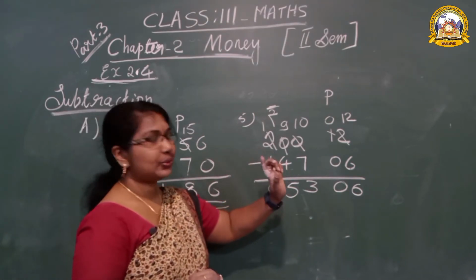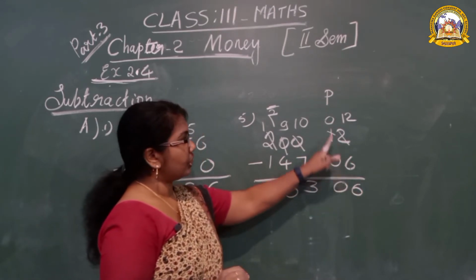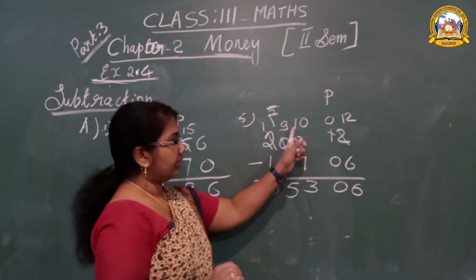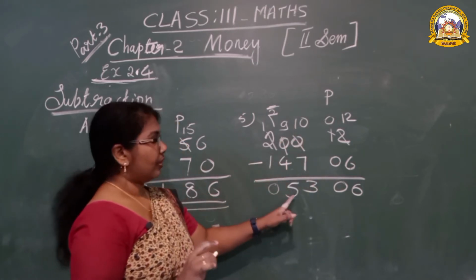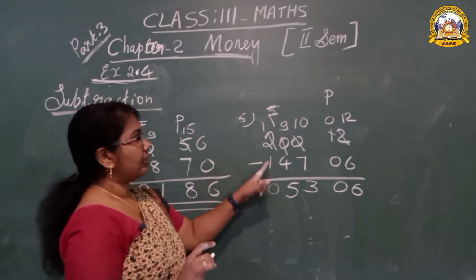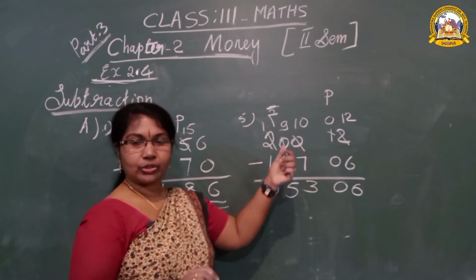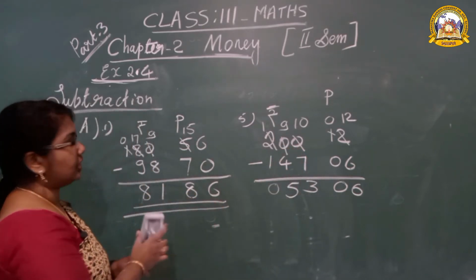Then what do you have to do? Check it. 6 plus 6, 12. Carry 1. 1 plus 0, 1. 7 plus 3, 10. Carry 1. 5 plus 1, 6. 6 plus 4, 10. Carry 1. 1 plus 1, 2. Be careful, students, when there are zeros. Teacher will show you one more question with zeros.